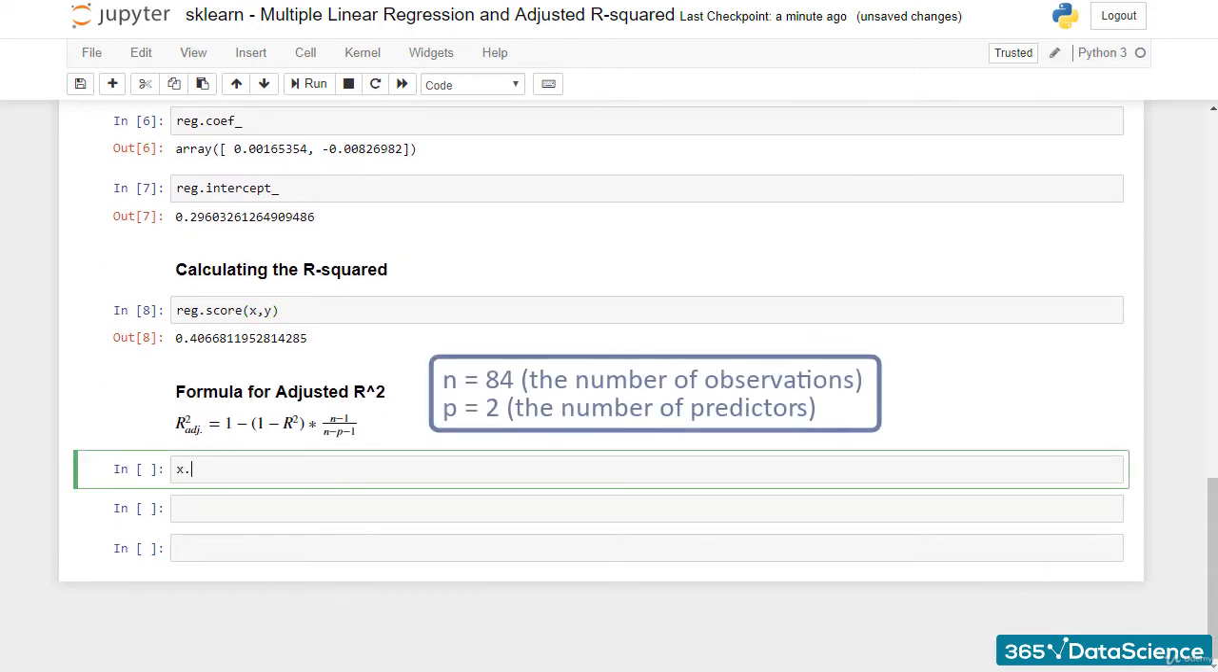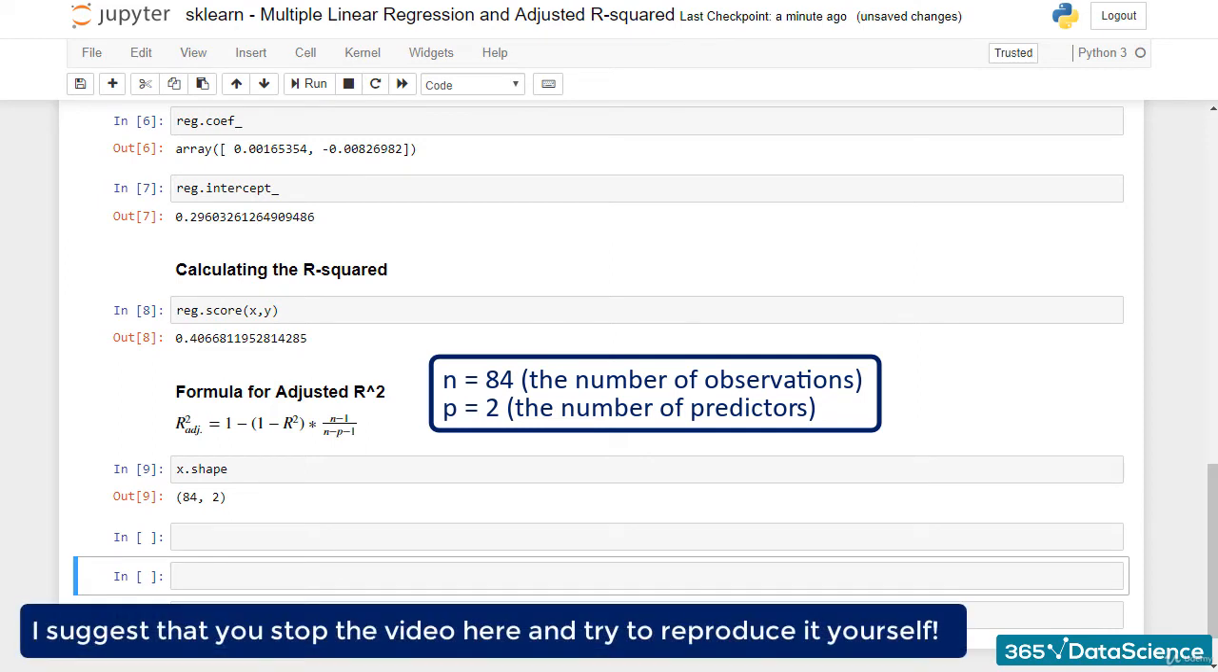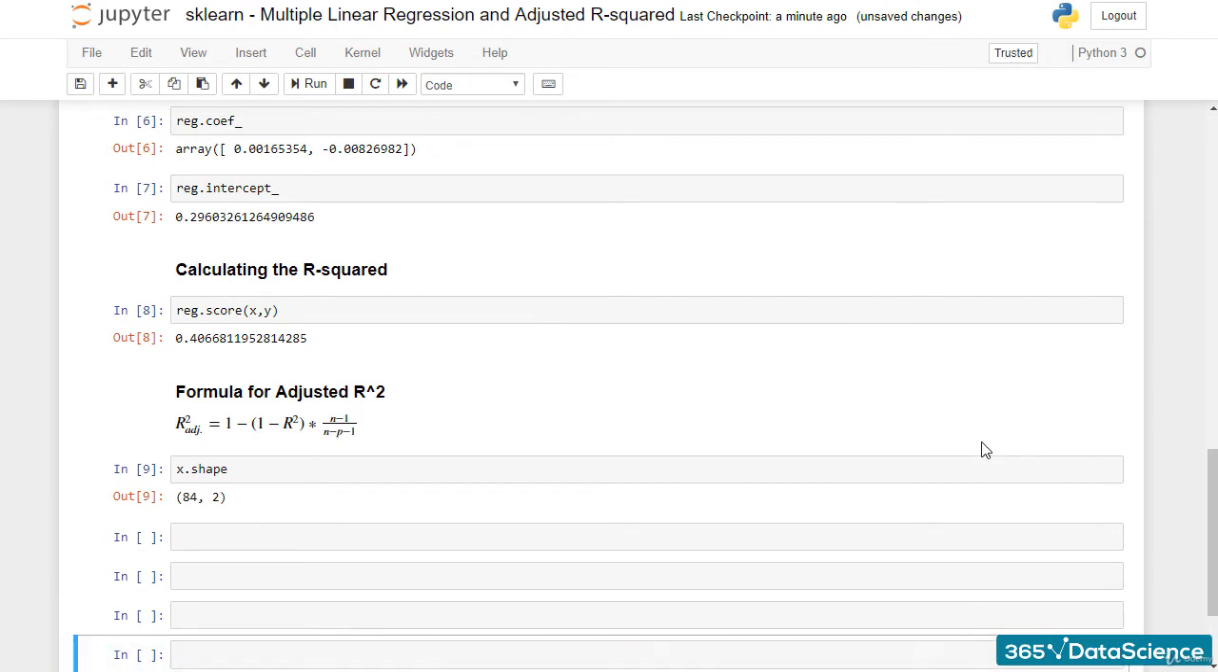In this formula, n stands for the number of observations, or 84, while p stands for the number of predictors, or 2. We will now try to create this adjusted R-squared measure on our own. Actually, the expression is far from complicated, so I suggest that you stop the video here and try to reproduce it yourself. Alternatively, you may follow our instructions, starting now.